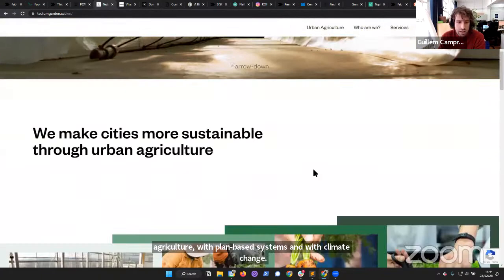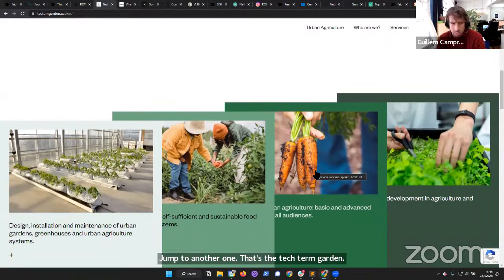Tectum Garden is a project that's trying actually to support roof agriculture in urban areas by designing much more efficient ways to basically run urban gardens. Urban gardens in rooftops to produce food is something very well known, but there's always a lack of very efficient systems which are cheap enough to be deployed and are easy to maintain.